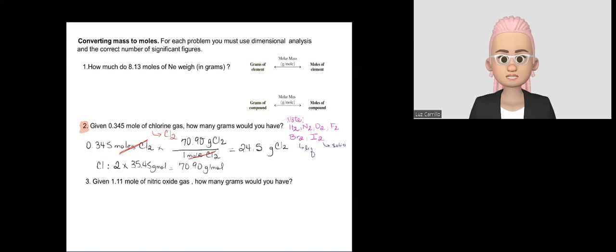When it comes to problems between moles and grams, make sure that you practice the following problems that you have on the slide.